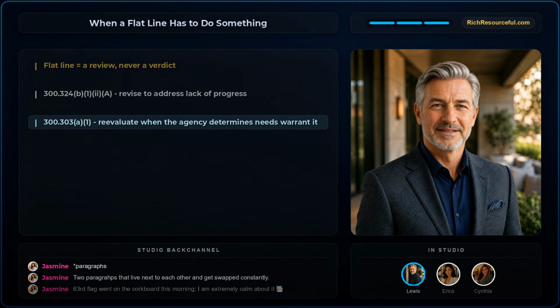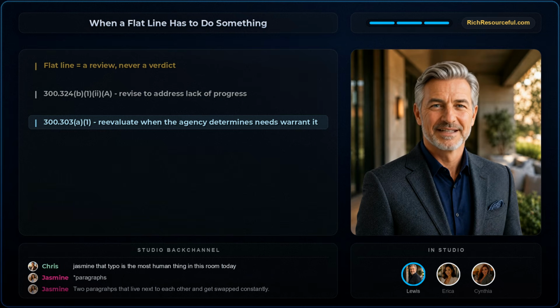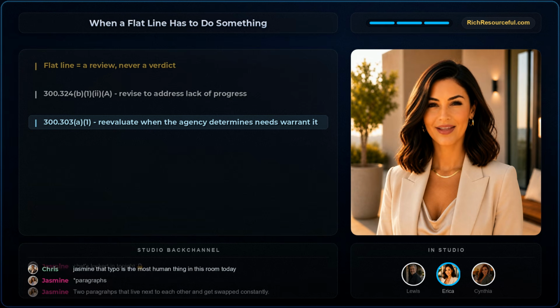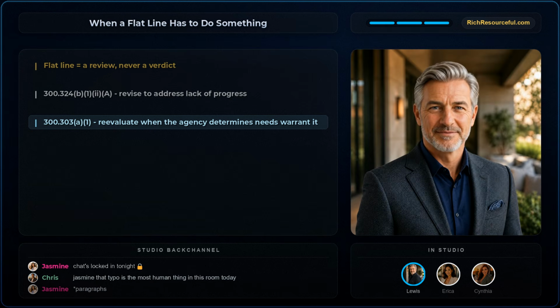Run the second one alongside it. 300.303 paragraph A1. A re-evaluation when the agency determines the child's educational or related services needs warrant one. That's the same section that lists the existing data the team. Wrong section. The existing data list lives in 305. Reviews 305. I was wrong. They sit next to each other on the page and I collapse them every time.